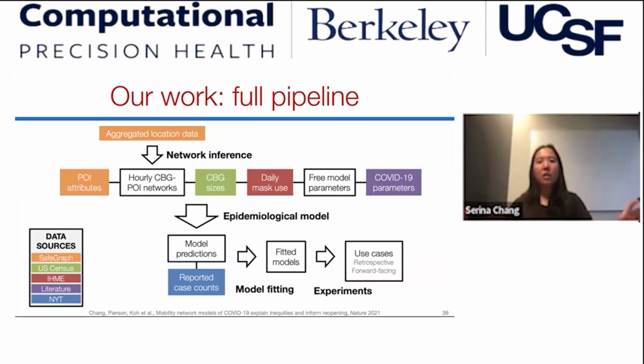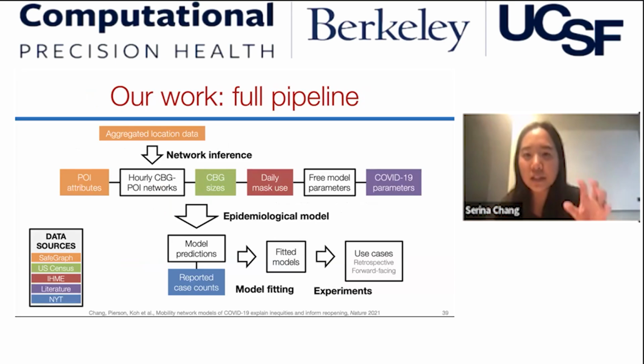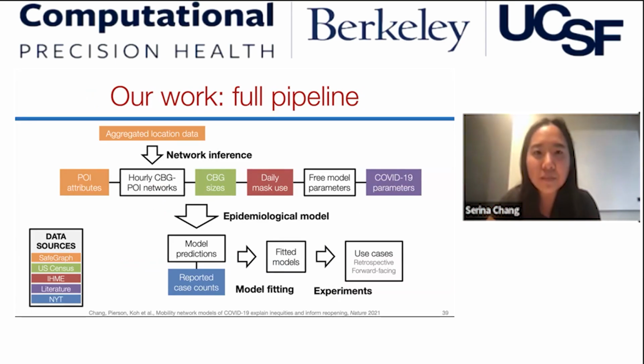And so altogether, our work can be described by this pipeline. You start off with the SafeGraph location data, you do your network inference, and then the hourly CBG POI networks go into the model along with a lot of other ingredients. And then we fit the model on reported case counts from the New York Times, and then finally we're able to use the model for a variety of use cases, which I'll tell you about.